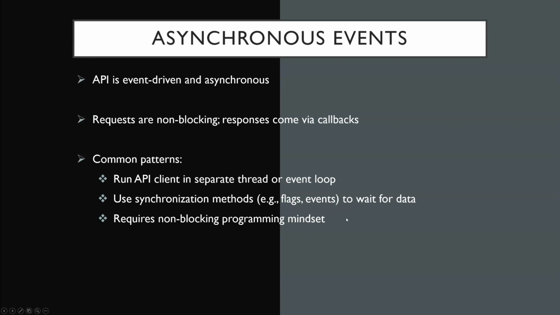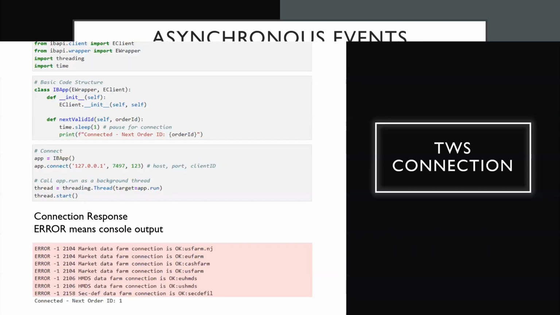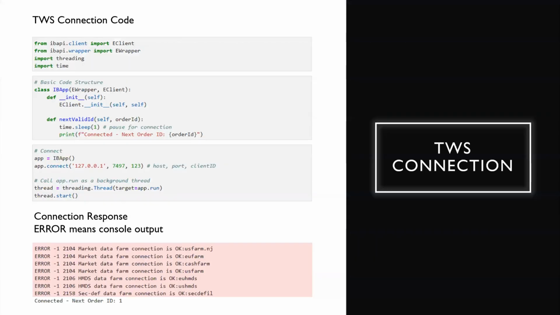So you send a request to TWS, you get a response back at some point, but it may not be immediate. And so you just need to think of how am I going to capture that information when it comes back, and what kind of flags and events do you want to use to capture from messages that come back to you.